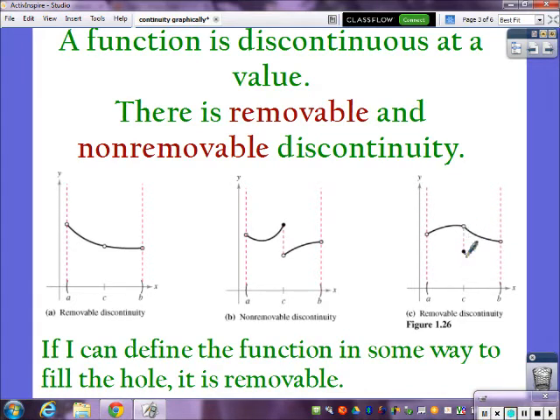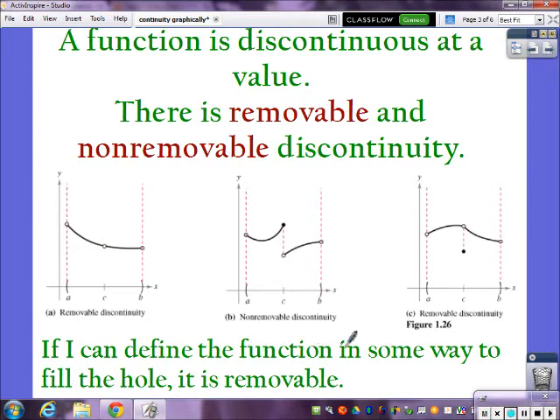And even though it's defined, it's still not a smooth curve. We have to pick up our pencil in order to follow every defined point. So all of these would be discontinuous, but only the middle graph would be non-removable. The left and right would be removable.